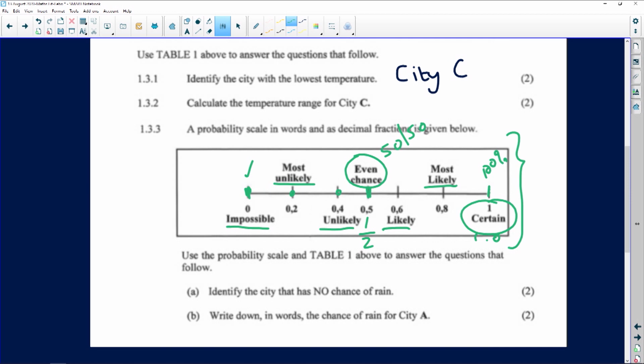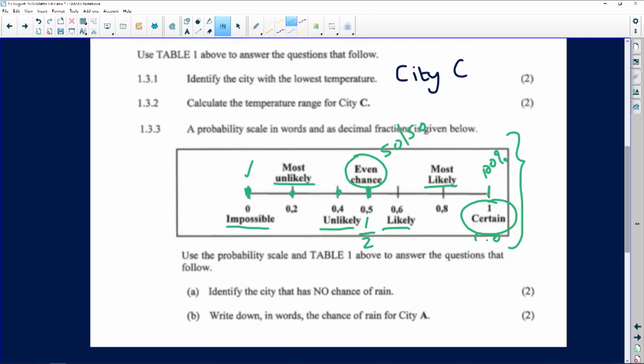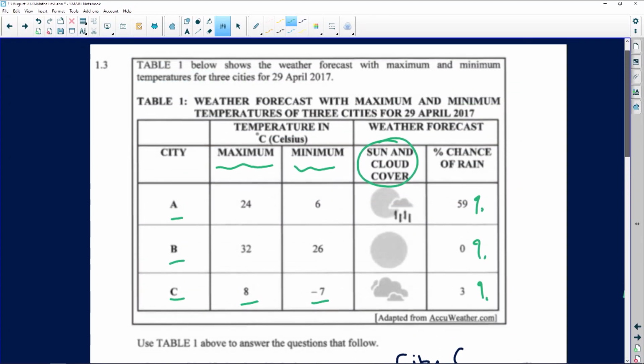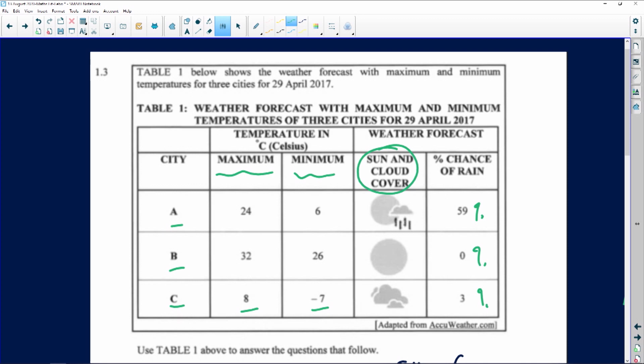So the question, using this probability scale, says to us, identify the city that has no chance of rain. Now we're using words, no chance of rain. So we need to go to rain and look for no chance of rain. And we can see it's going to be city B over there with no chance of rain. Perfect, we've got that, ne?